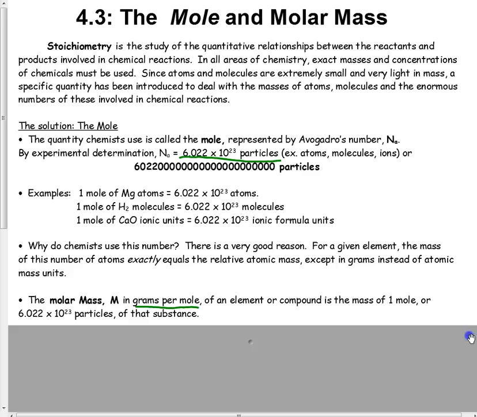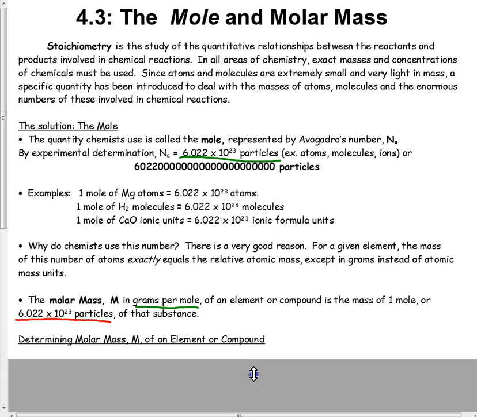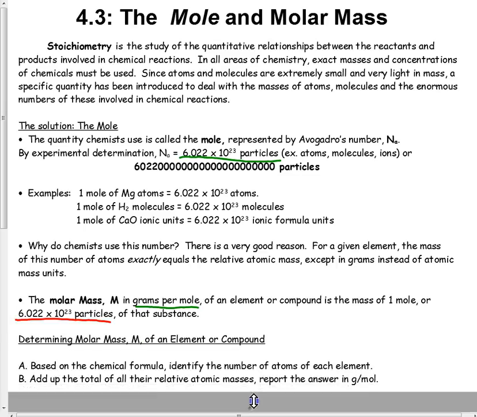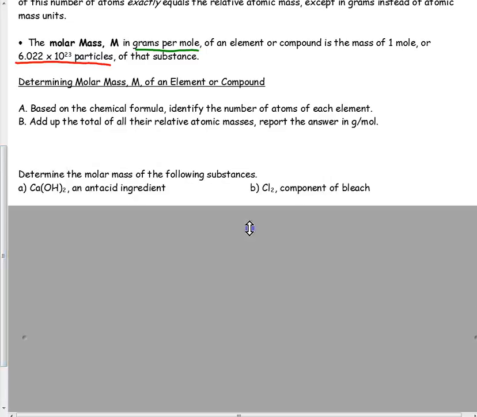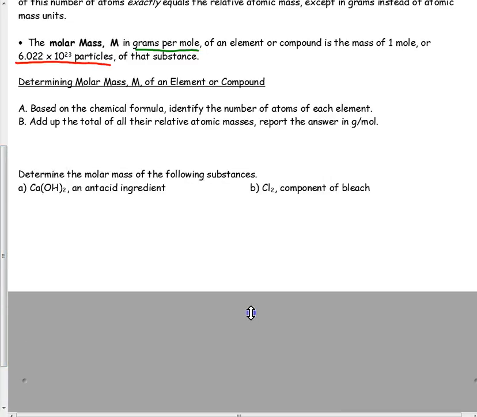As long as we understand it represents that many particles, we go to the periodic table and we can do some calculations directly from our relative atomic masses. So here's the steps. It's pretty simple. We need to know the chemical formula. Once we know the chemical formula, we just identify the number of atoms or possibly ions of each element. We add up the total of all of the relative atomic masses and we report the answer in grams per mole.